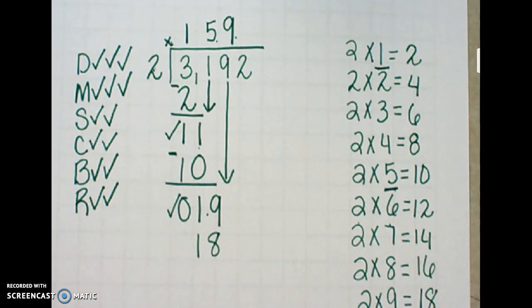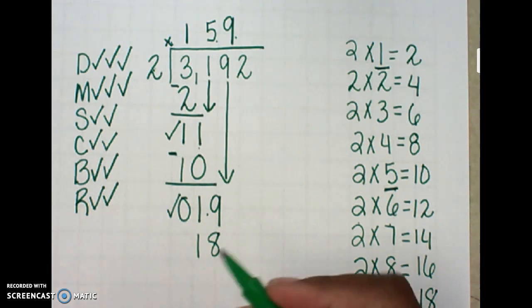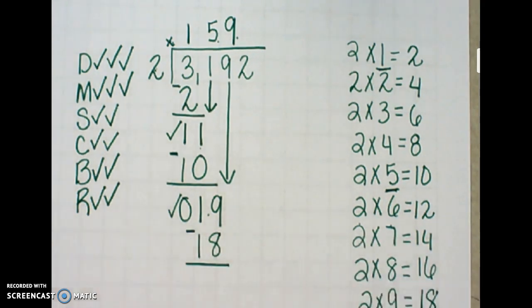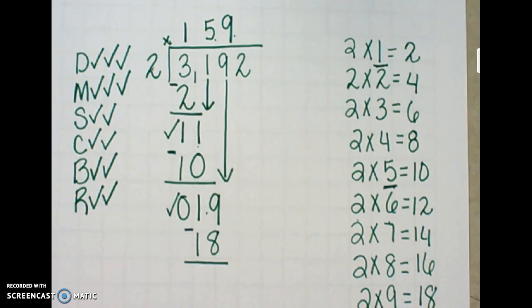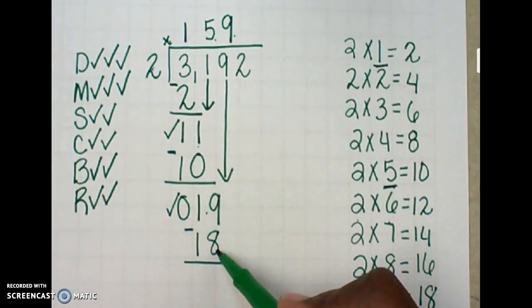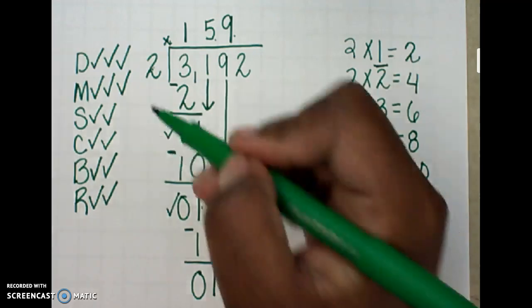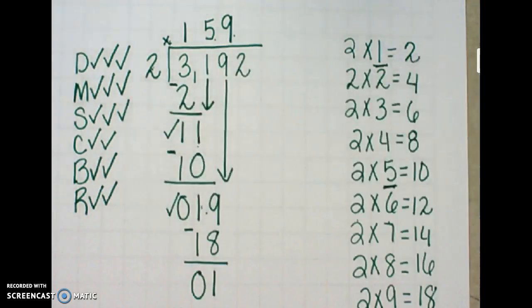Now I am ready to subtract. What am I subtracting? 19 minus 18. Put my subtraction sign, put the bar, and then I'm going to subtract. 9 minus 8 is 1. 1 minus 1 is 0. I have just subtracted.